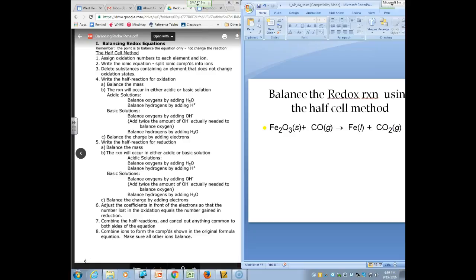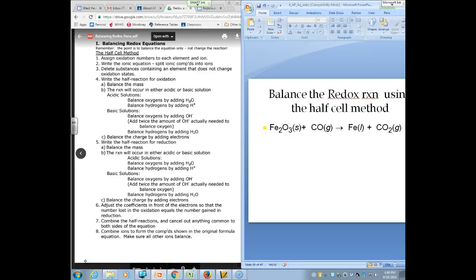Some very simple redox reactions can be balanced by just looking at them, which is how we balance most other reactions. But some reactions, you must go through a special process, and this is called the half-cell method. So I have your notes page here. You can print that out. I have it attached to the classroom. It talks about how to do the half-cell method.